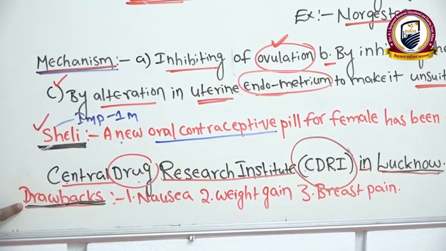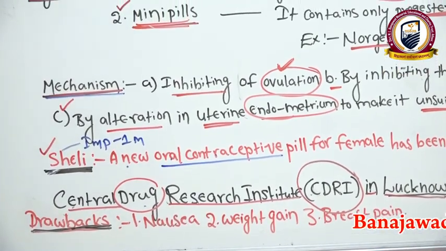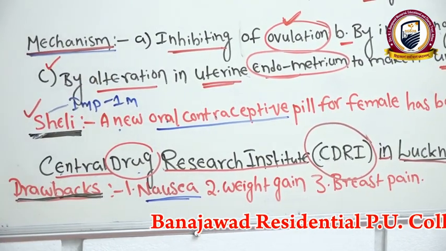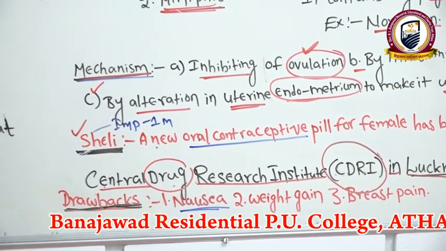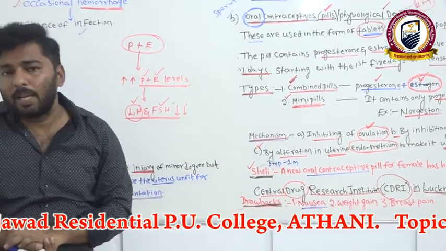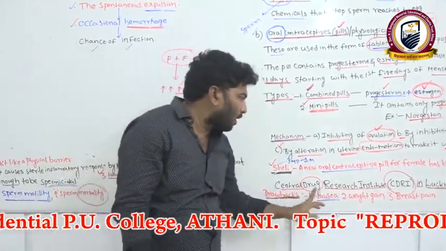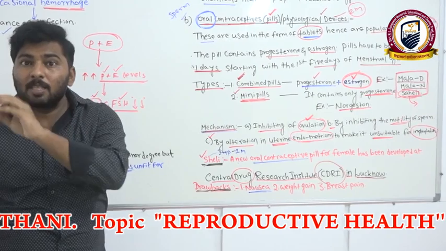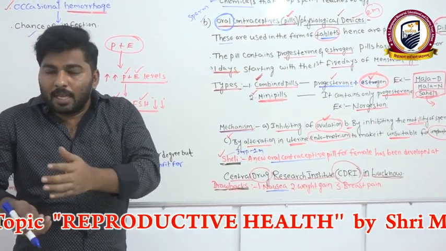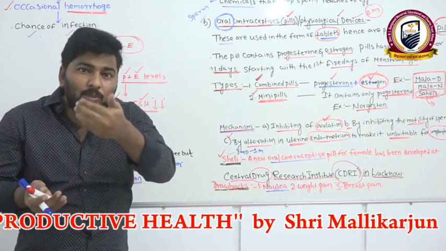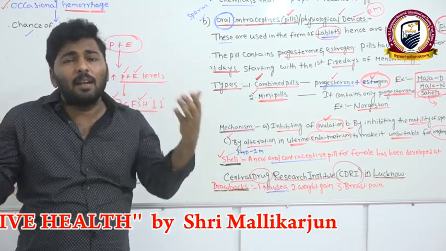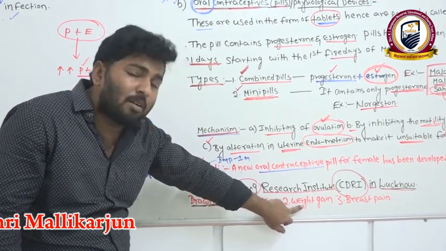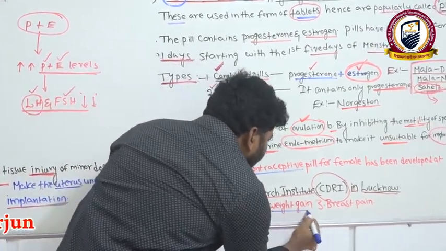Okay, now we will discuss the drawbacks of these oral contraceptives. What are the drawbacks? First one is it causes nausea. Nausea means a vomiting sensation, which it may produce. The next one is weight gain. Why do we gain weight? For example, cancer patients taking steroids increase their weight, because steroids have the ability to increase body weight. That's why patients may gain weight.